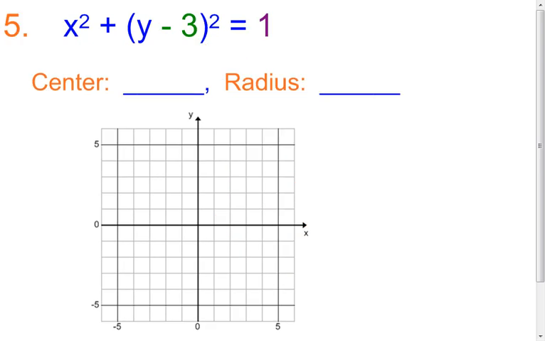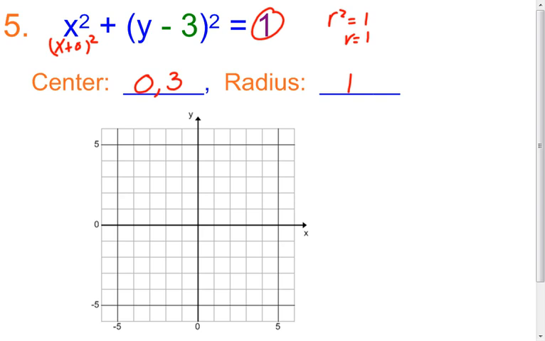Alright, here's another one. Again, if you're looking for your h and your k, this is like having x plus 0 squared right there. So your h is 0, and your k is a positive 3. If it were plus right here, when you pull it out of the parentheses, it would be a negative 3. But it is a positive 3 right here. Your radius squared is 1. So if your radius squared is 1, then obviously your radius is 1. Technically it's positive or negative 1, but you can't have a negative radius, so we're just going with positive.